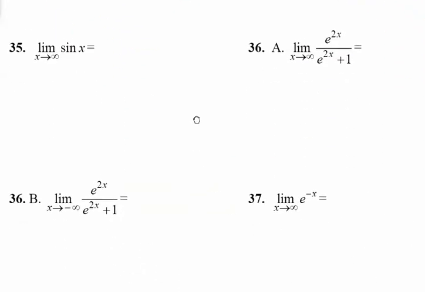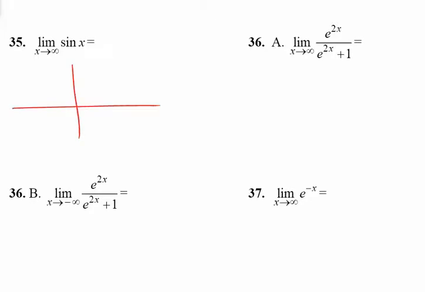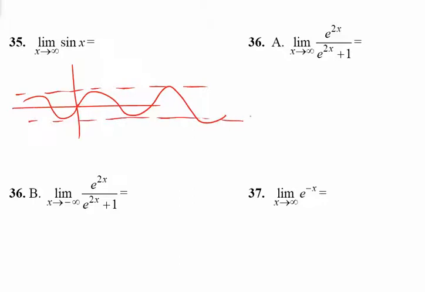In 35, remember that our sine and cosine waves have boundaries, but those positive 1 and negative 1 lines are not asymptotes. That's the reason this question keeps coming up. Students sometimes want to say that it's plus and minus 1. Those are not asymptotes, though. The graph never gets closer and closer to it, so the limit does not exist.